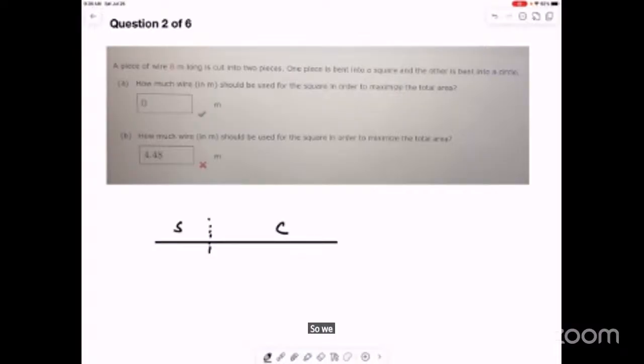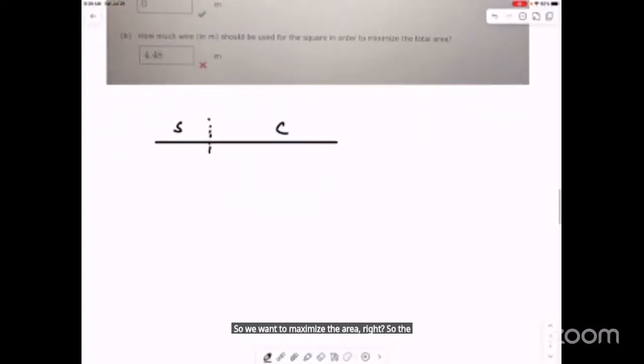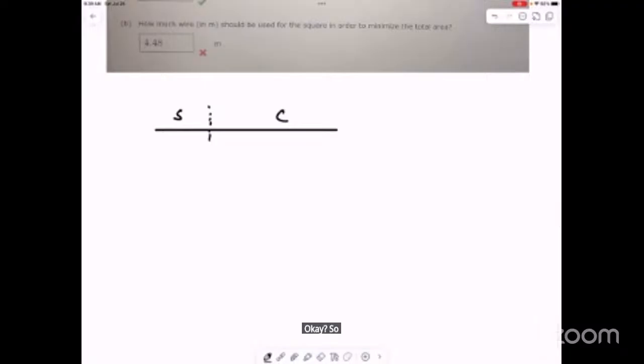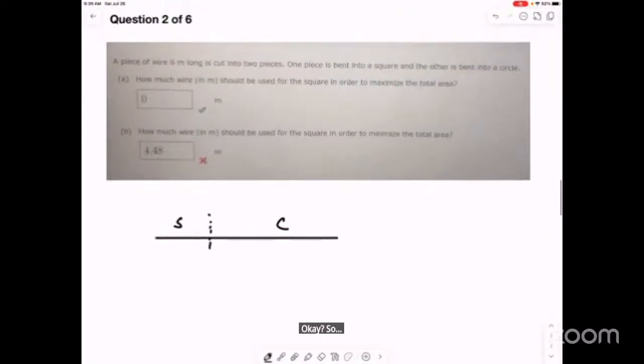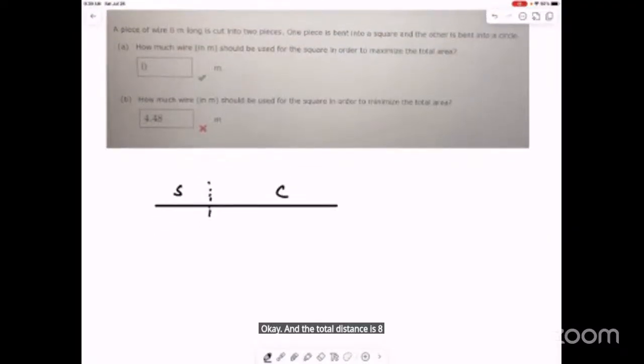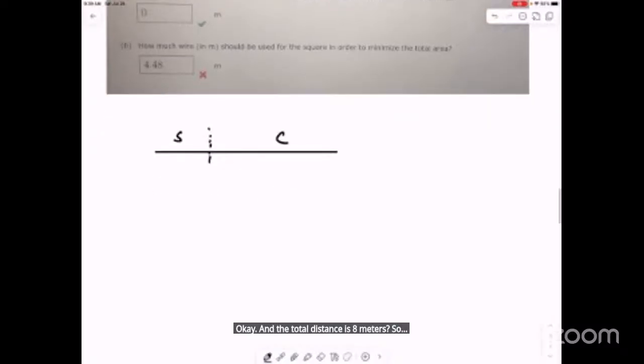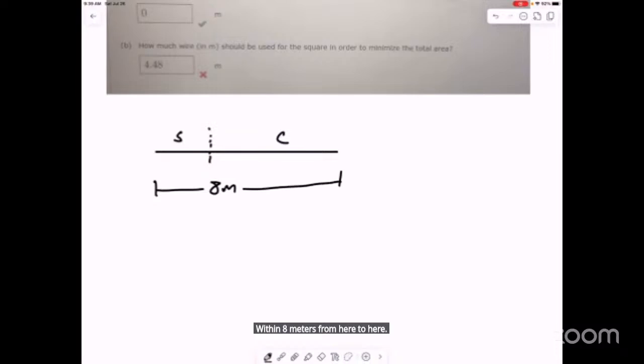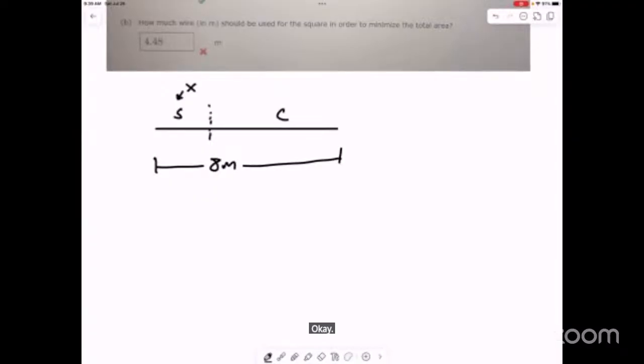So we want to maximize the area, right? So the total area. And the total distance is 8 meters, so 8 meters from here to here. Okay, so then let's let x be the amount for the square. So then the amount we leave for the square, right?